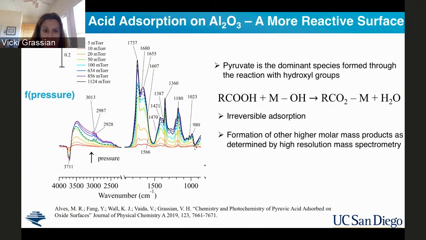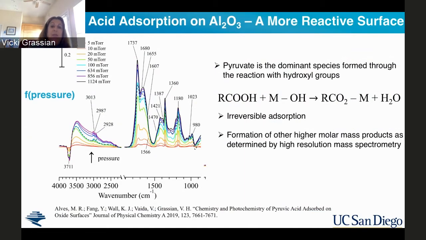There's a few things that I should point out here. Again, we have some reaction occurring or interaction occurring with the hydroxyl groups on the surface. But what was really interesting is that we start to see absorption bands at 1680, 1655, 1607, even 1470, all in this region that we saw nothing before when we looked at absorption on silica. And what we see is that we are starting to form pyruvate as one of the dominant species in the spectrum that we're observing right here.